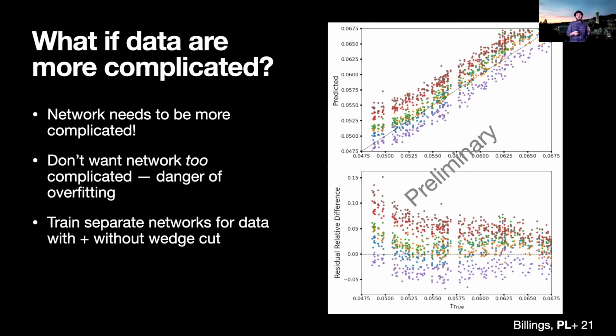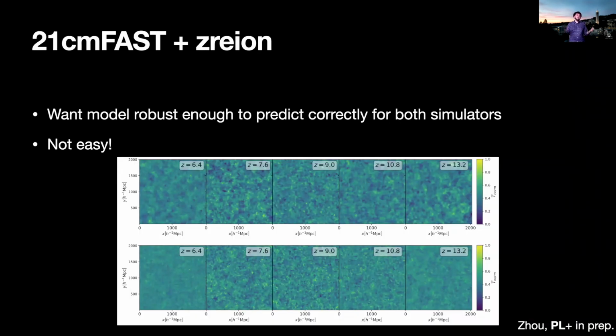So you might say, well, even this is a little bit artificial, because we're only looking at a semi-numeric reionization method, and only one of them, in this case Z-reion. So you might ask, what happens when you look at them both together? This is now the two different methods side by side, 21cmFAST and Z-reion. The top panel here shows the output of 21cmFAST, and the bottom shows Z-reion.